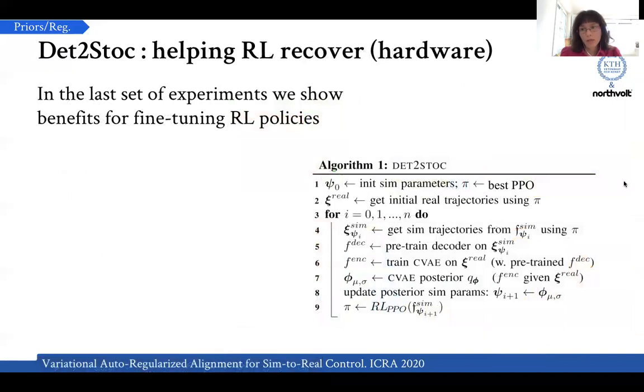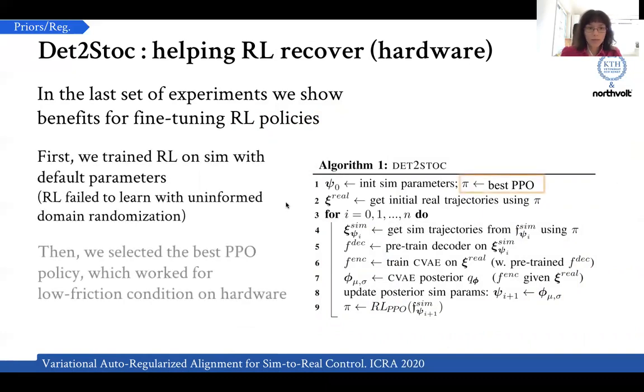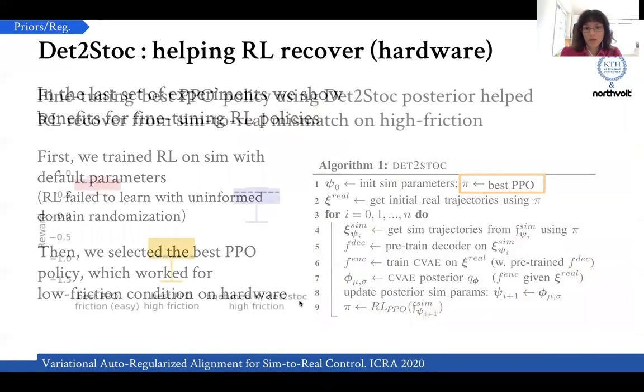Right, so in the last set of experiments, we want to see how this benefits something like fine-tuning RL policies. First we train RL, this PPO RL, and pick the best performing policy that was working for the low friction condition. So that's the success of RL.